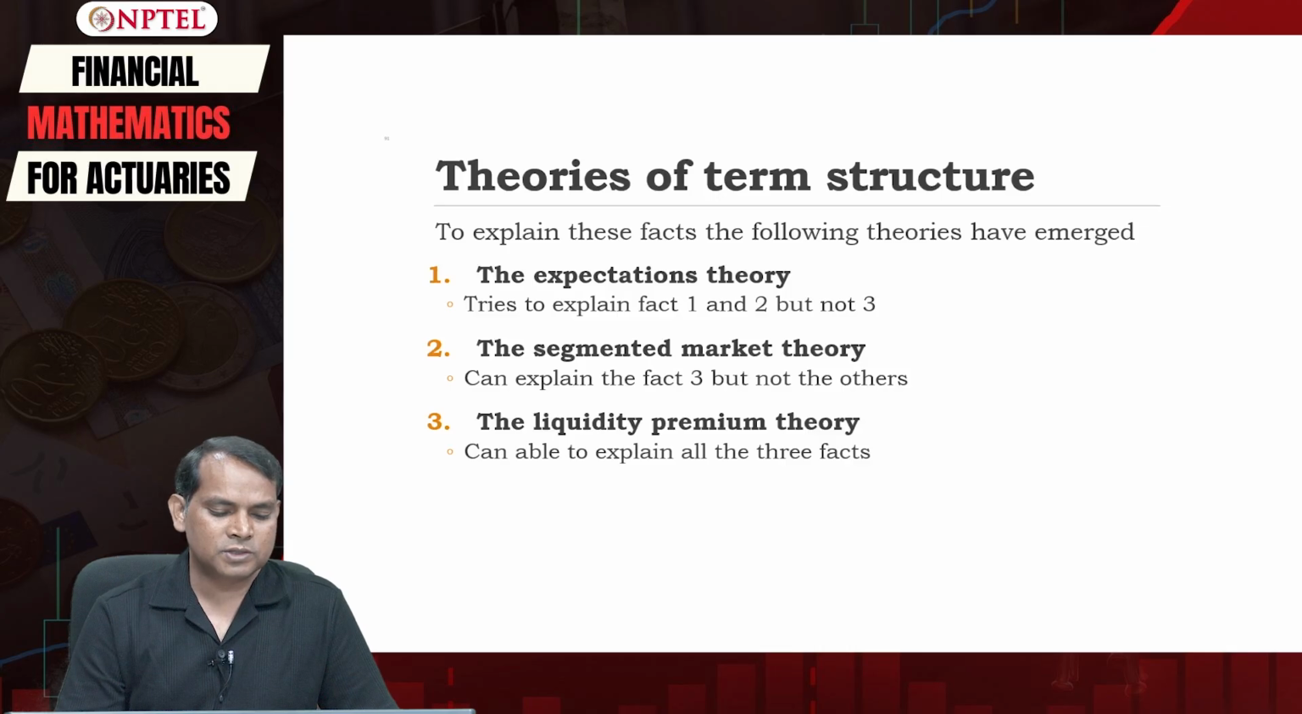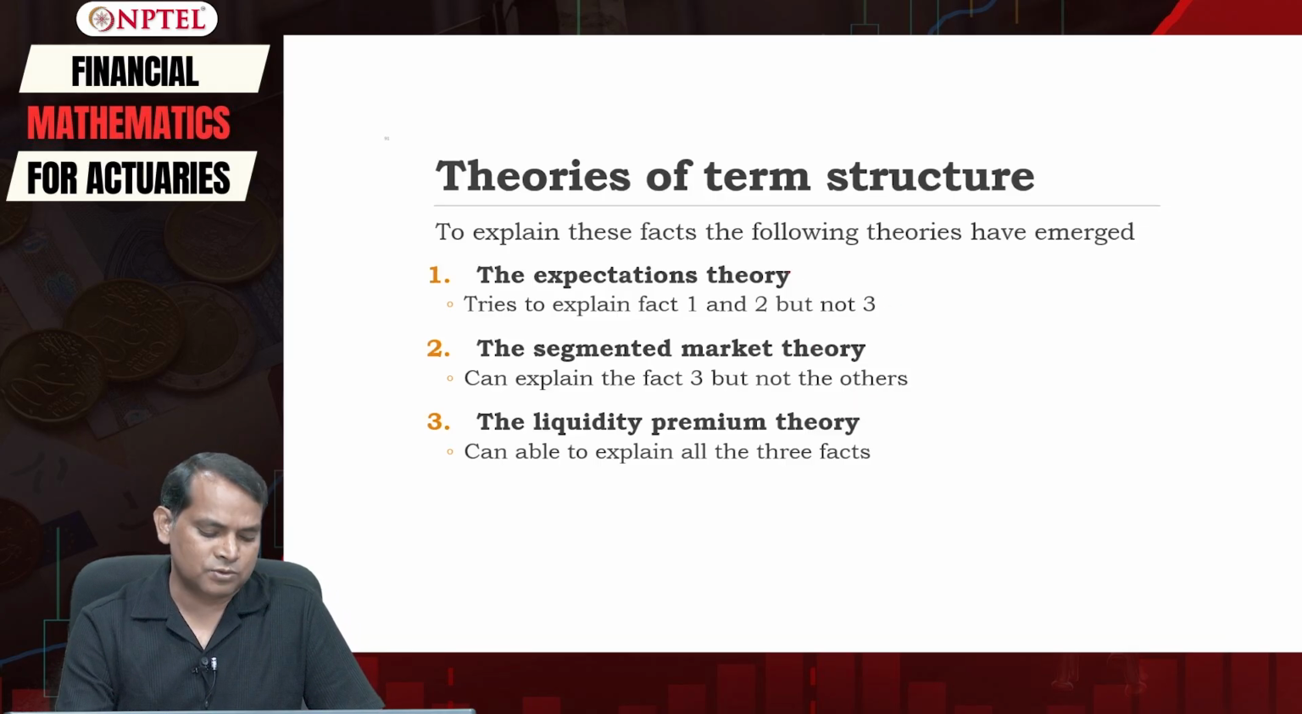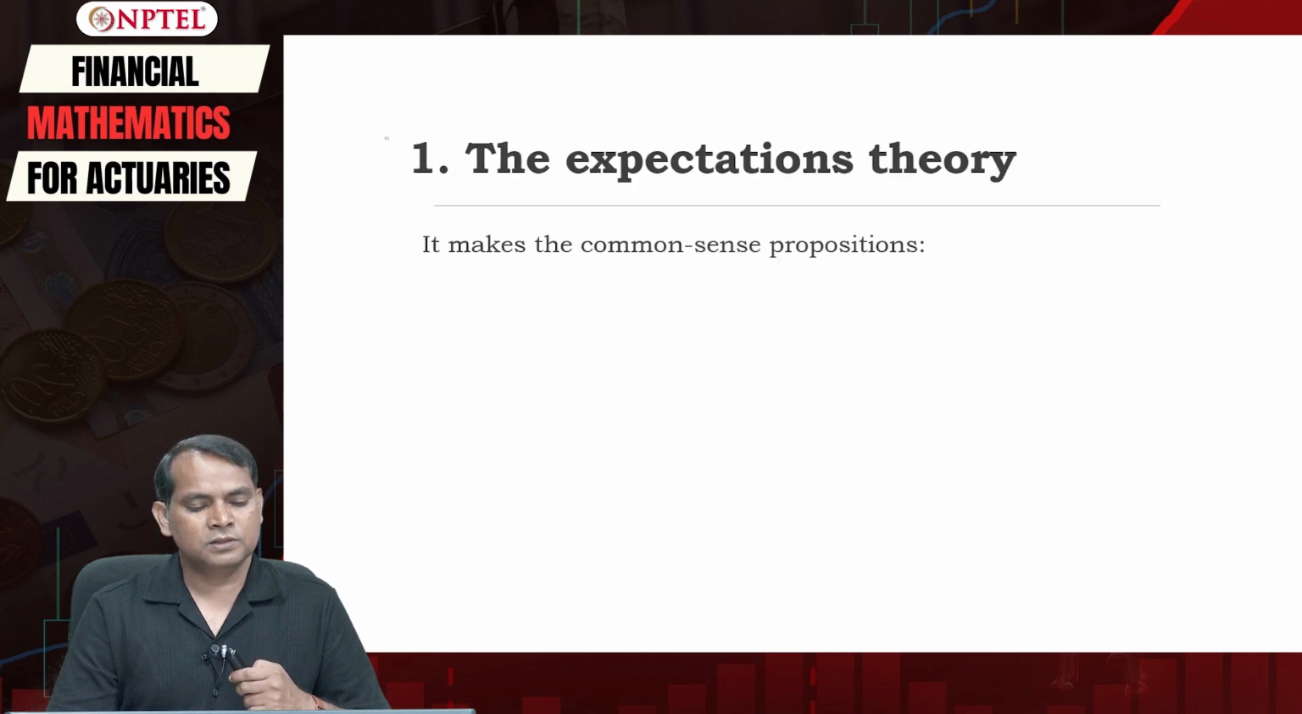The expectation theory tries to explain facts 1 and 2, but it could not explain fact number 3 in our list. The segmented market theory could explain fact 3, but it could not explain fact number 1 and fact number 2. However, the liquidity premium theory could successfully explain all of these. To understand both theories, it is very important to understand the expectation theory, which takes the common sense logic, and therefore let us start with the expectation theory.